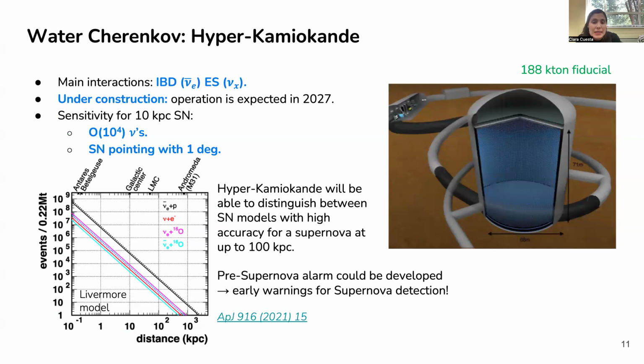In general, the number of expected events depends on the supernova model and, of course, the distance to the supernova. So with enough statistics, we can distinguish between the different models.